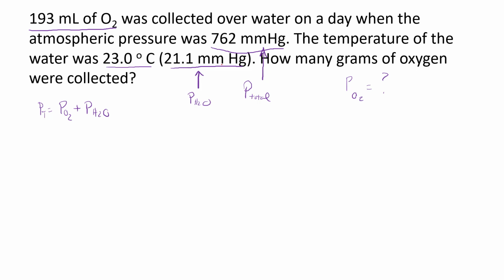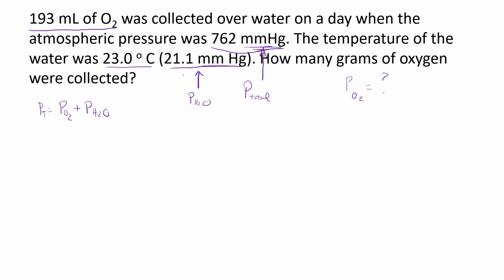The only thing I'm going to have to do is convert millimeters of mercury to atmospheres. You could do it at this step, or we can convert later. So either we can convert both of these to atmospheres, or we can plug these in directly, get PO2, and then convert that final pressure to atmospheres.